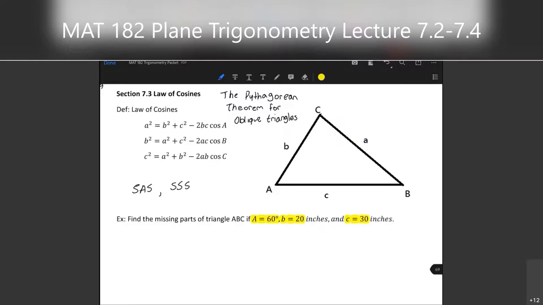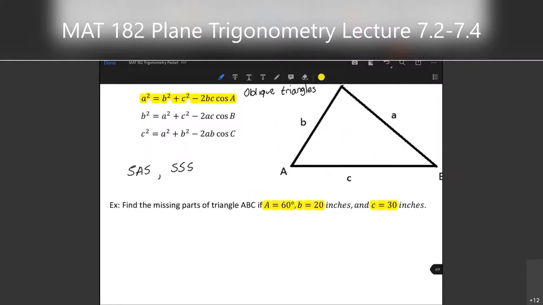So looking at what we have so far, the first formula here would be a great one to use, because we can utilize our angle A and our side lengths B and C on the right side of that equation to solve for side length A. So that would be our first step. Law of cosines.